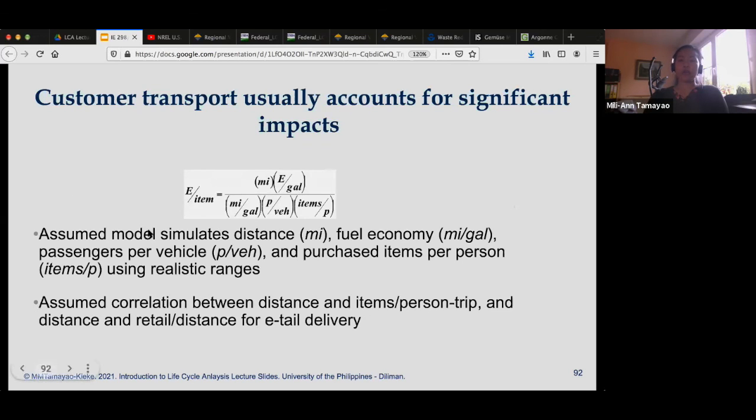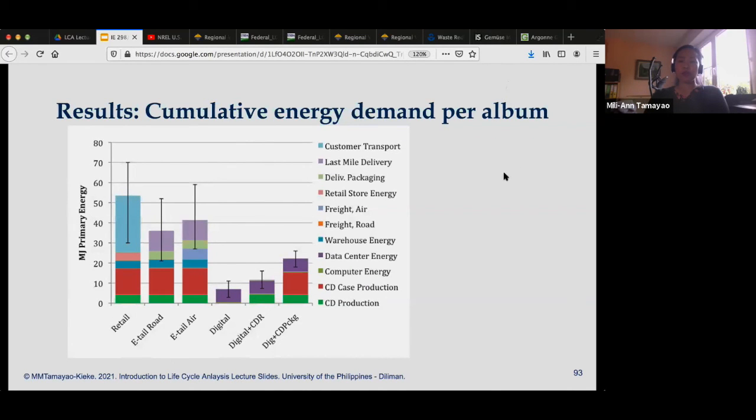Now, in this study, they use a simple equation. This model simulates distance, fuel economy, passengers per vehicle, and purchased items per person using realistic ranges. The assumed correlation between distance and items per person per trip, and distance for retail delivery, were also included in the write-up. Now let's move on to the results.